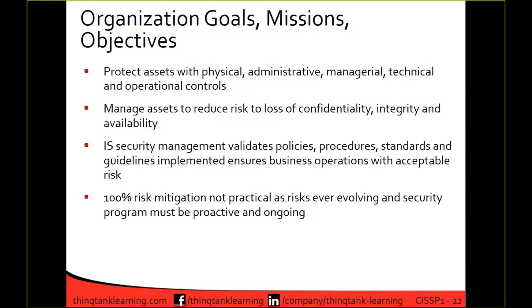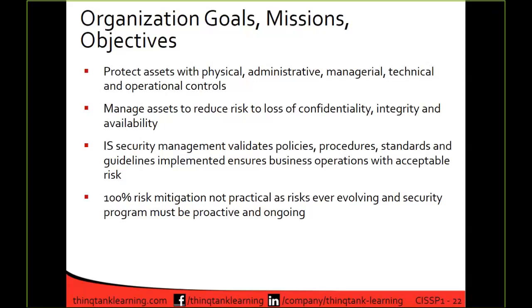So the organization goals, your missions, your objectives, protect your assets, of course. We use physical, administrative, and technical controls, and they have operational and managerial as well. We'll talk about those, but they're kind of related with administrative. But we have to have those control mechanisms in place. Manage your assets to reduce the risk of or loss of confidentiality, integrity, and availability. That's CIA triad that we talked about.